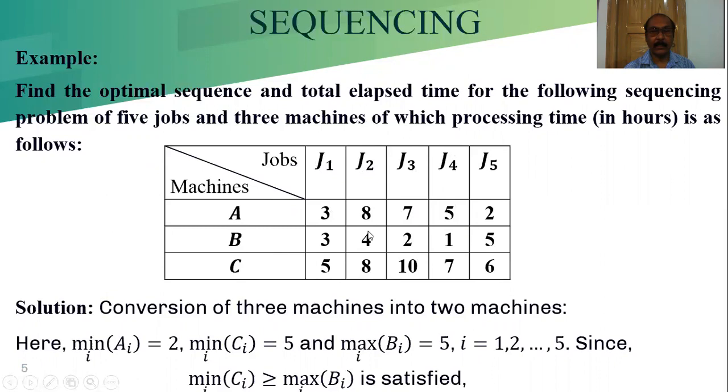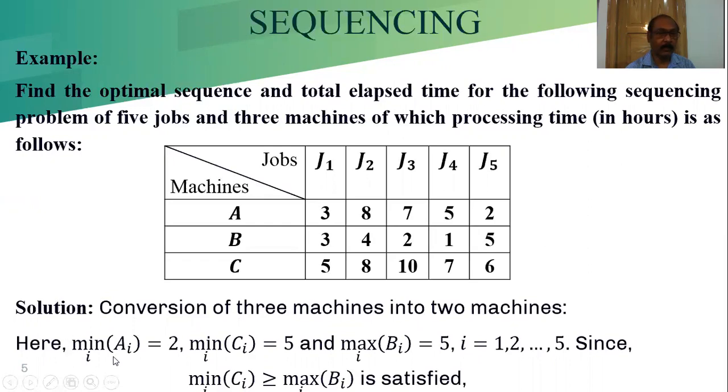J1 to J5 are the 5 jobs and there are 3 machines. These are the execution times on machine A and machine B for the jobs J1 to J5, and these are the execution times on machine C for the jobs J1 to J5. Solution. First, we have to find the minimum execution time on A, the minimum execution time on C, and the maximum execution time on B. Then we have to compare. This is the conversion of the 3 machines into 2 machines.